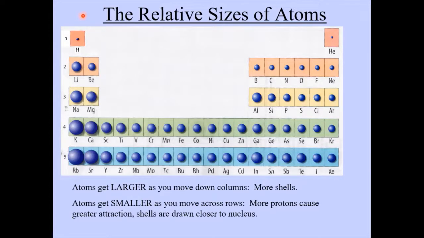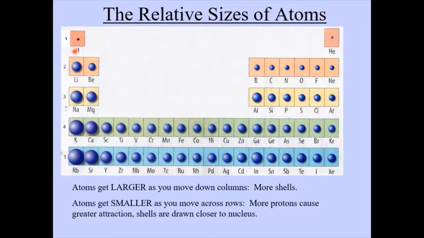We can use the idea of the periodic table and the shell model to also get a feel for the relative sizes of the atoms. What this chart shows is part of the periodic table, and each element is depicted as a sphere that represents the relative size of the atom compared to its neighbors. There are 2 trends, 2 patterns, that we notice in this chart.